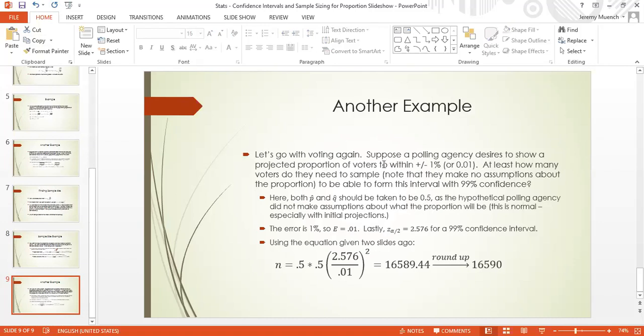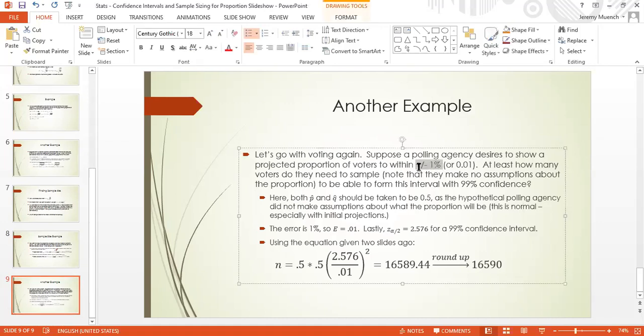So suppose a polling agency desires to show a projected proportion of voters to within plus or minus 1%. This is what you generally see on the news. You might see, say, Joe Biden has 53% of the popular vote, plus or minus 1%. That's pretty common. Most people like this plus or minus 1% because it feels accurate, but general enough that you're not looking at weirdly specific numbers. So yeah, we'll go with that.